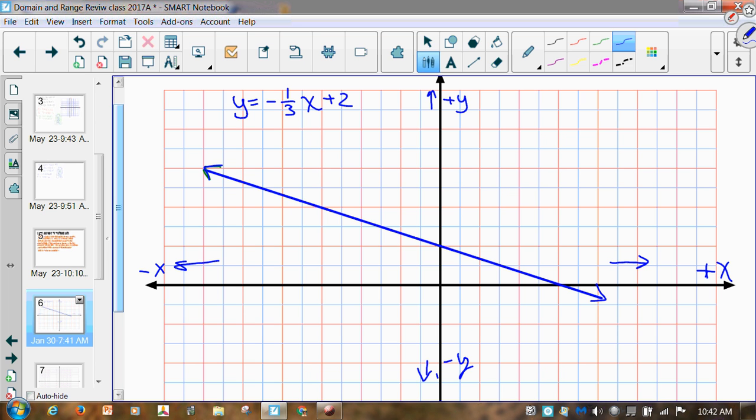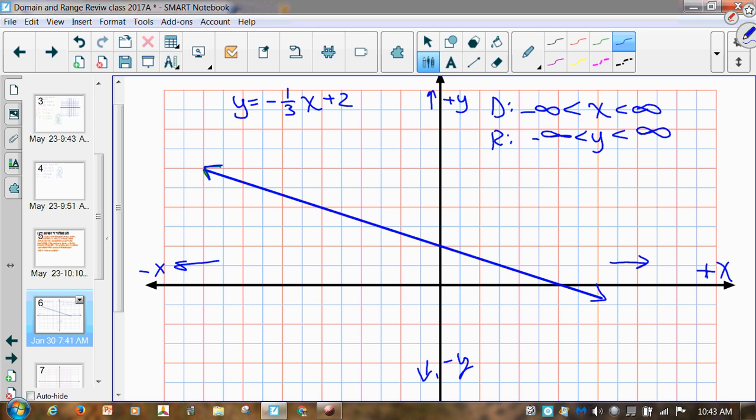Okay, and so we would say that this graph is unrestricted, so the domain is that x is greater than negative infinity and less than infinity. So it goes all the way from negative infinity to positive infinity, unrestricted. Likewise, the range would be y is greater than negative infinity and less than infinity. Okay, and it's unrestricted also.